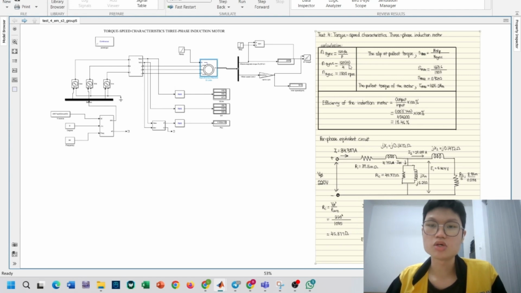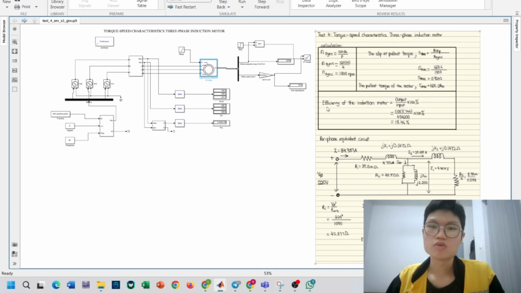And then we insert all the values. We get 1800 RPM, and then we insert all the values. The speed we get from the graph is 1663.6 over 1800, and we get the slip at the pull-out torque as 0.9242.